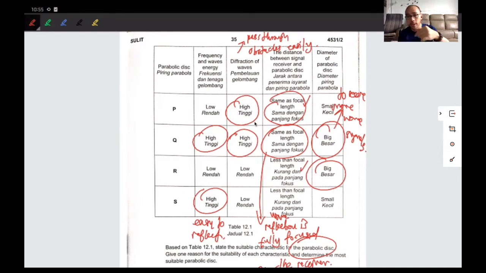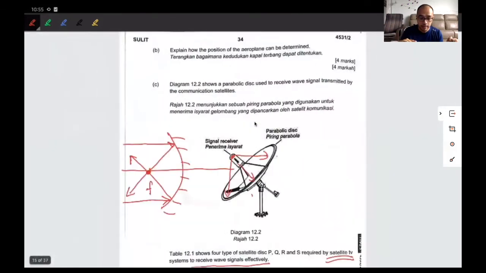So after doing the analysis of the table, you notice that the best parabolic disc is Q. Then kenapa Q? Well, the same question again lah. Don't forget to give the same reasons, for the 10 marks.